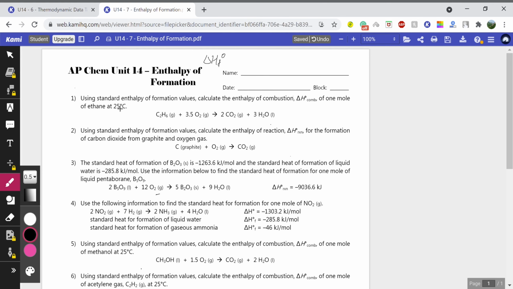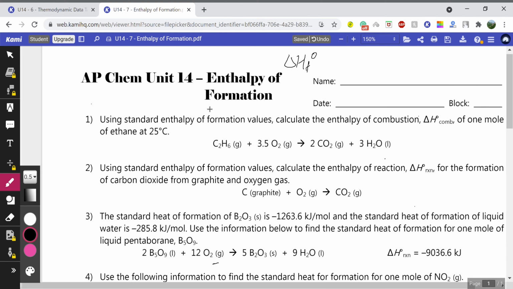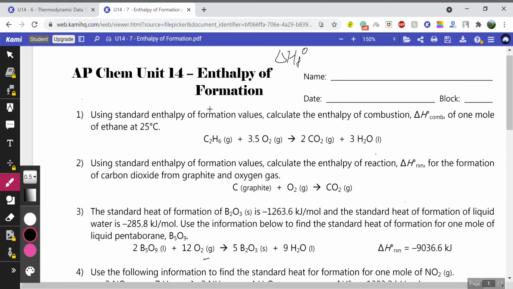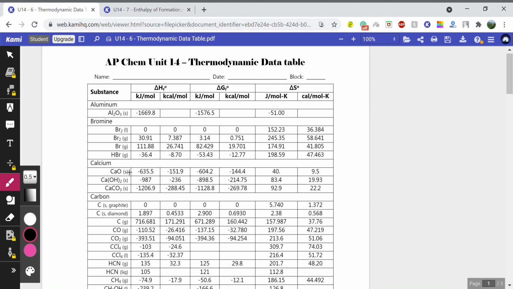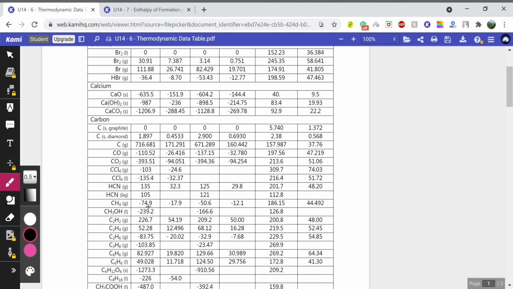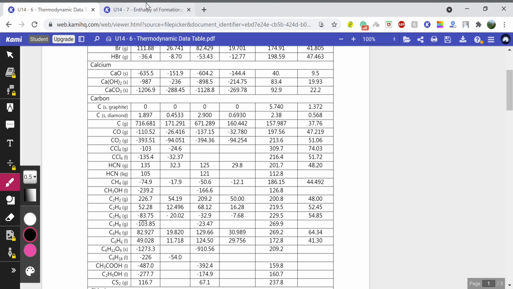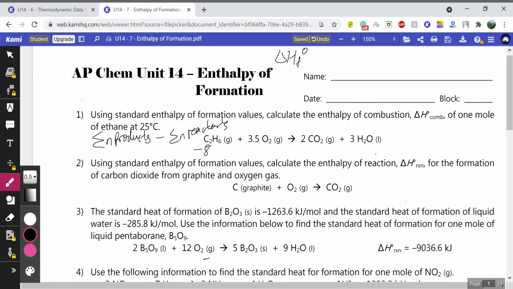So first it says, using the standard enthalpy of formation values, calculate the enthalpy of combustion of 1 mole of ethane at 25 degrees Celsius. Alright, so enthalpy is the number of moles times products minus the number of moles times reactants. So let's first read C2H6. C2H6 is going to be negative 83.75, plus 3.5 O2.